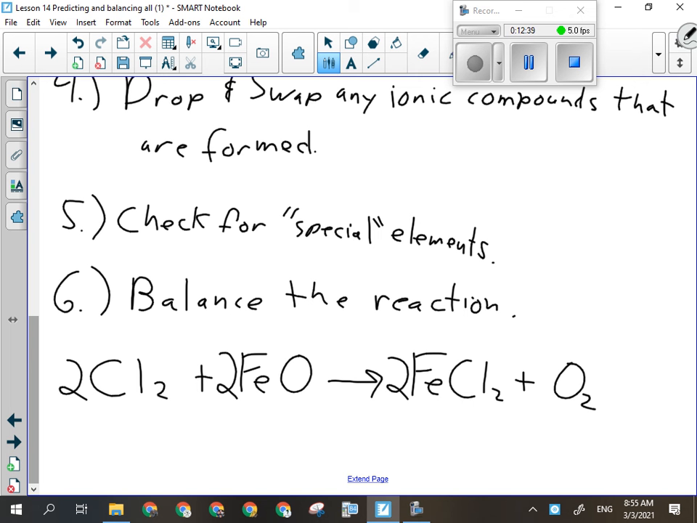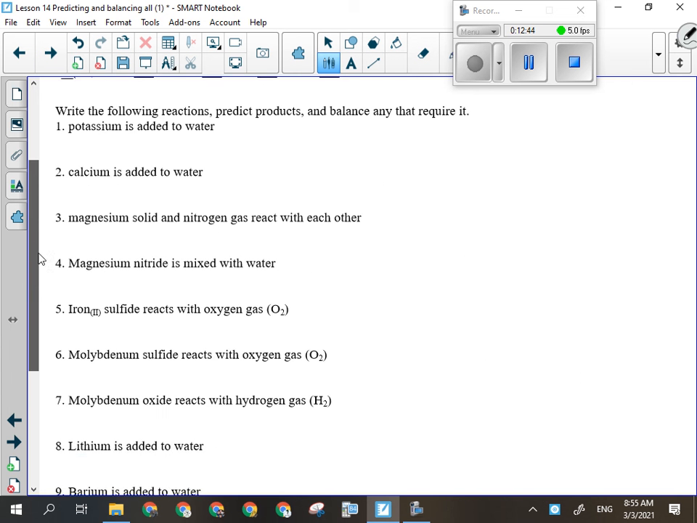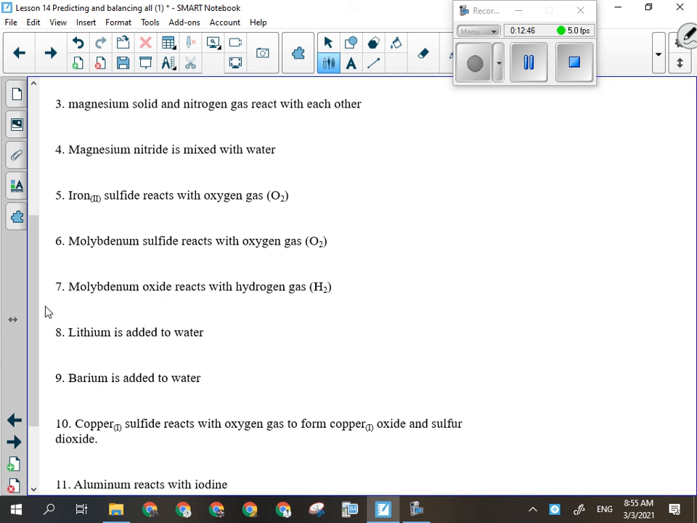Does anybody need that anymore? All right. I would like you guys to try question number 3 and question number 4. It's written out in words. I want you to write the reactants in formula form, identify the type, predict the products, balance the reaction. I'll give you a few minutes and then we're going to walk through those ones together.